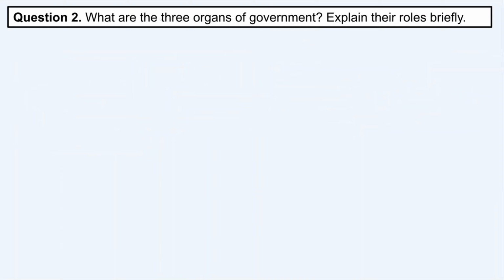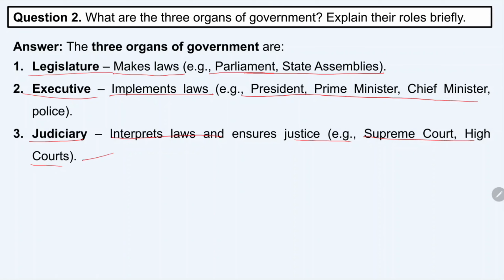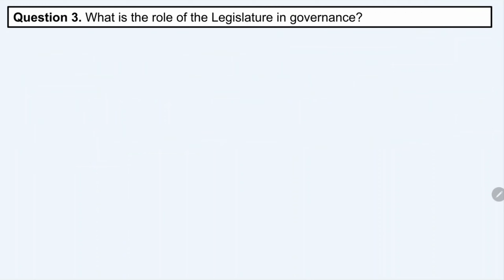Second question, what are the three organs of government? Explain their roles briefly. We have discussed these three organs in the long question also, isn't it? But if you are asked in a short question of about 3 marks, this is how you can write it. You have to write the headings: legislature, executive, judiciary. Legislature makes law, for example Parliament, state assembly. Executive implements law, for example President, Prime Minister, Chief Minister. Judiciary interprets law and ensures justice, for example Supreme Court, High Court or district court. You can mention district court also if you want. This is how you can explain their roles in short. If you want to write in long, you can watch my previous video.